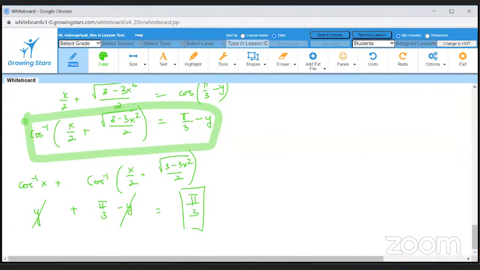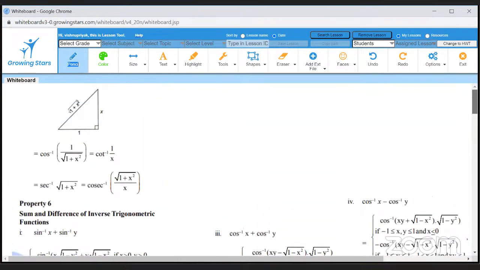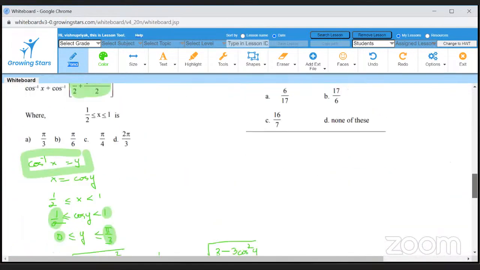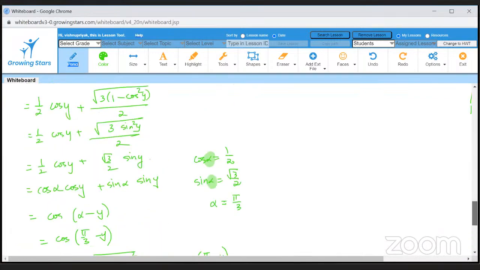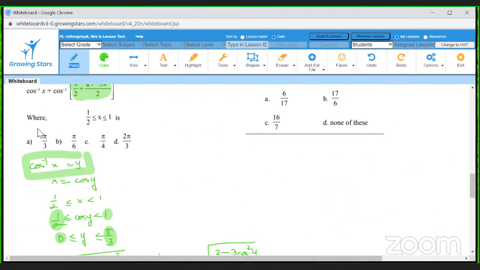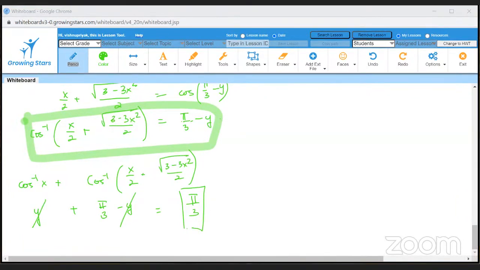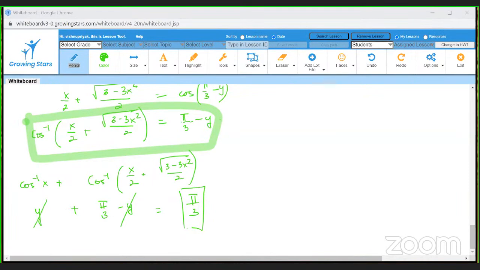This is how you have to get it in the form and do it. There are different ways of doing and getting the answer. So I got answer A, pi by 3, option A. There are many ways to do it. Any one of the ways you can do it. We are taking the easiest of all.